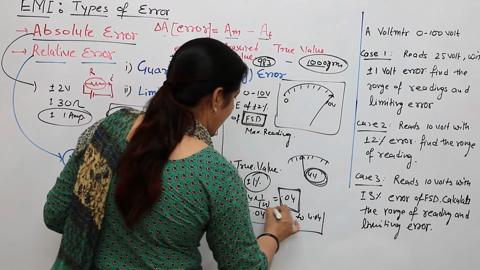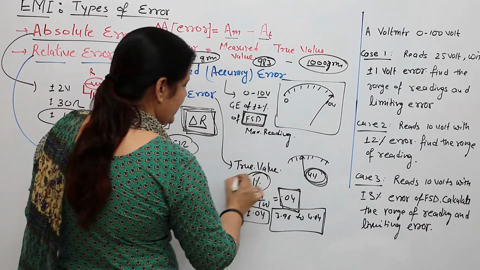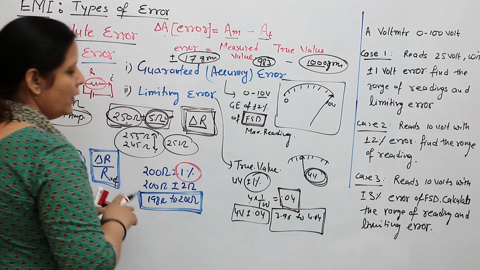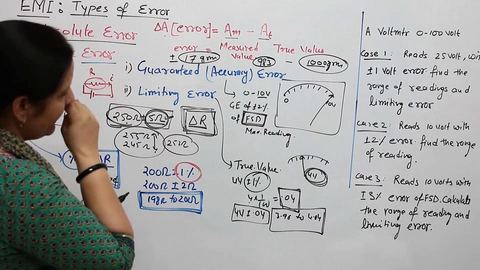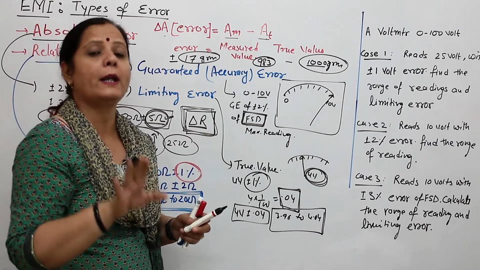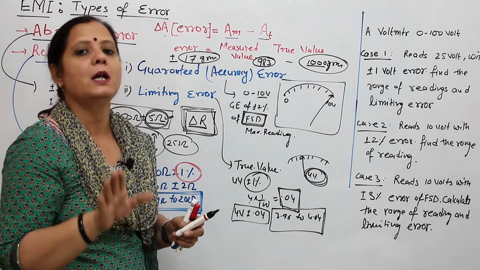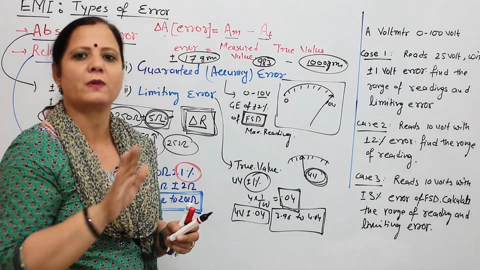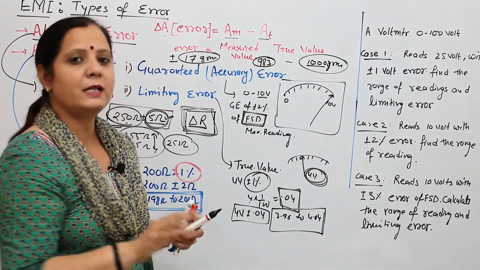So although I am measuring 4 volt, the reading may be 3.96 to 4.04. Limiting error is mentioned over the true value, or in many cases you can find it with the measured value also. They can mention that the measured value is this, what is the value of true value, what is the reading for true value.